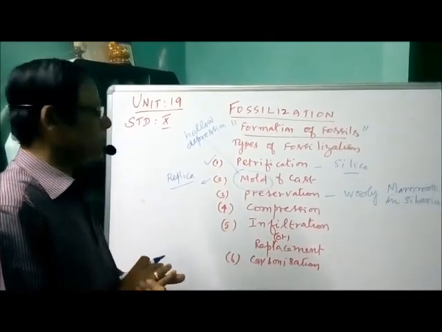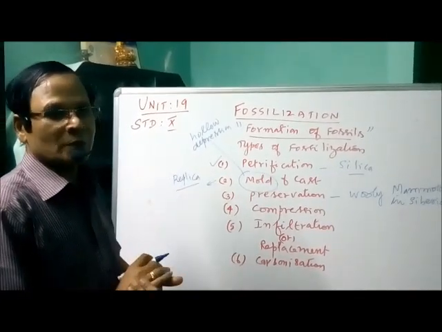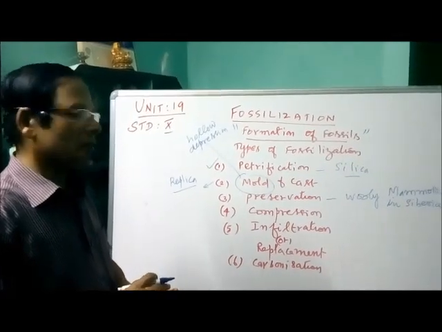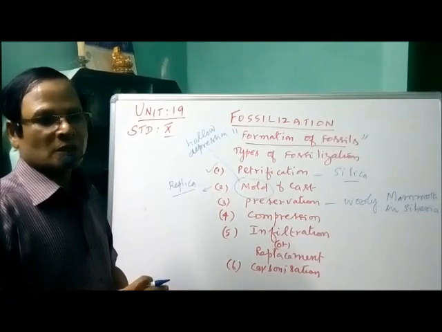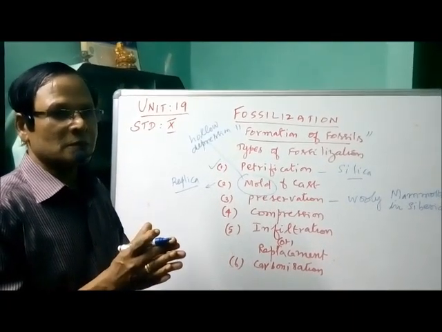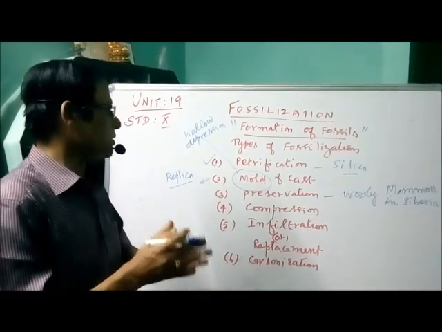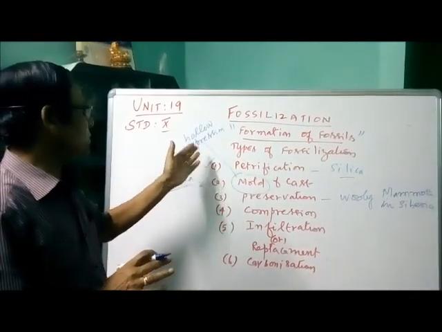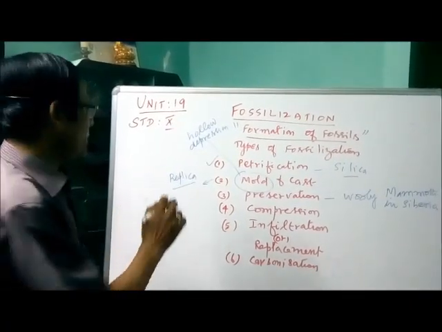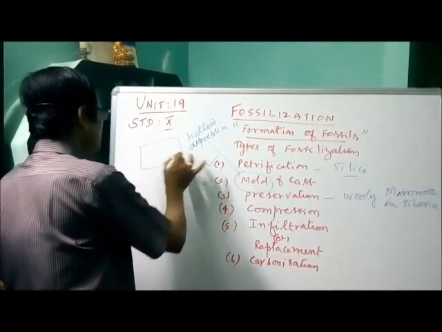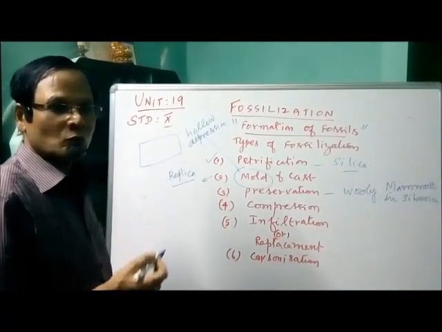Normally the mold gives the real shape of the animal part or the plant part, but it does not reveal the internal structure. It gives only the shape of the part, the imprint, not the internal organization. So the hollow depression is called mold. For example, for making a brick we have a frame, or for making a statue, we have a mold.